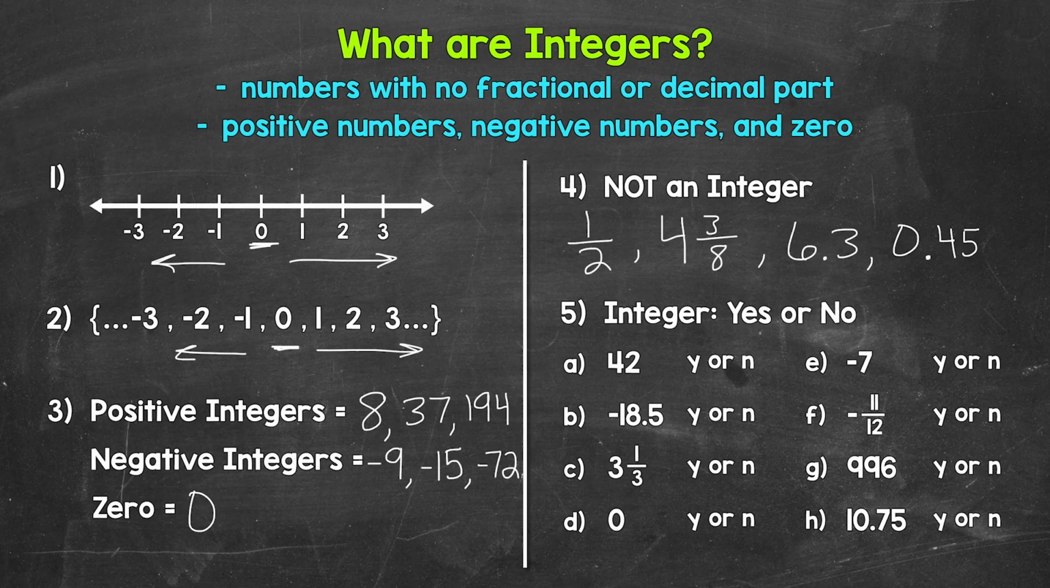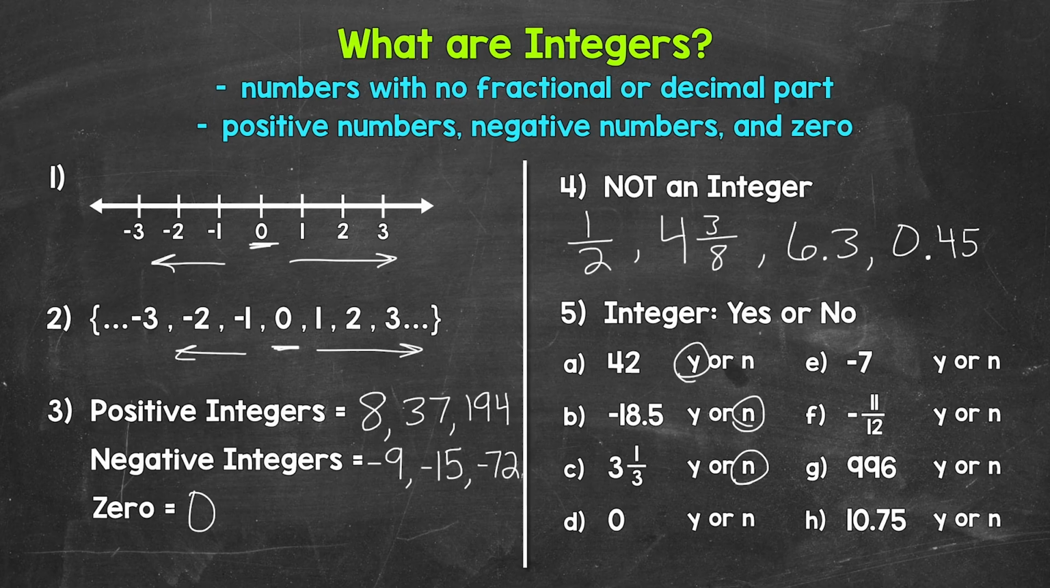Lastly, for number 5, let's mark yes or no if the number is an integer. So we will start with A, 42. So is 42 an integer? Yes. Next, for B, we have -18 and 5/10, -18.5. We have a decimal part involved here, so no, this is not an integer. Next, for C, we have 3 1/3. So there's a fractional part here, so no, this is not an integer.